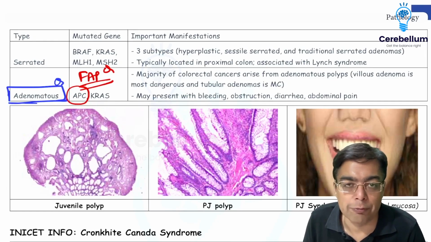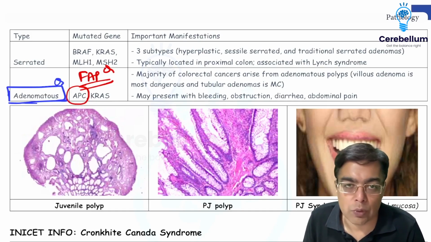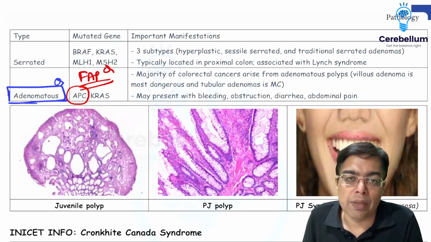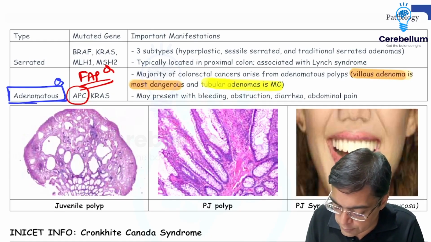It can be an example of a villous polyp, a tubular polyp, or a tubulovillous polyp. Villous polyps are the most dangerous ones because they have a high degree of dysplasia. Tubular polyps have the maximum prevalence. That's exactly what is mentioned over here. That is what we are supposed to keep in mind for cracking the questions.